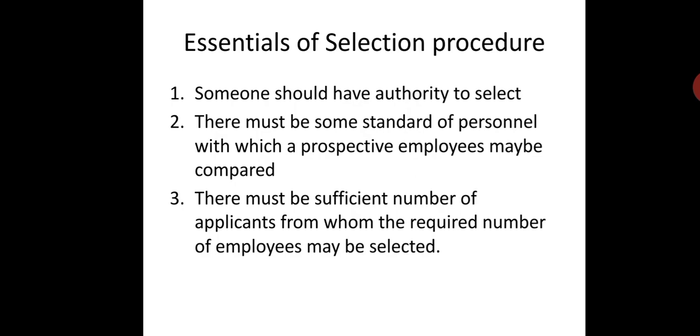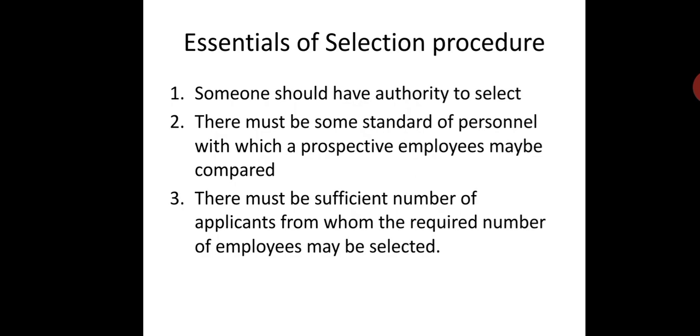Next, there must be a sufficient number of applicants from whom the required number of employees may be selected. Your recruitment process should be good enough that there are at least a sufficient number of applicants. For example, you need 10 IT engineers, and you do not do the recruitment procedure very well. Then what is going to happen? You won't find enough IT engineers. You will only get requests from 4 to 5 IT engineers, because you did not do a good job advertising the job vacancy.